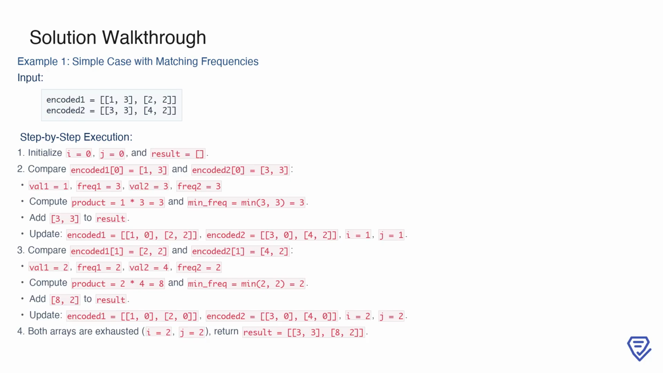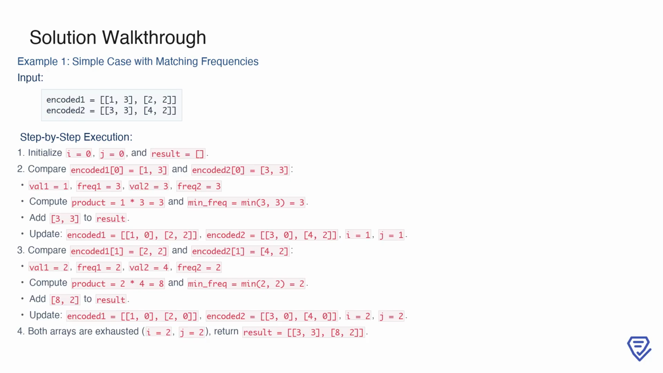First, we compare the elements at the current positions, encoded 1[0] equals [1, 3], and encoded 2[0] equals [3, 3]. The values are val1 equals 1 and val2 equals 3, and the frequencies are both 3. We compute the product of the values, which is 1 * 3 equals 3, and find the minimum frequency, which is min(3, 3) equals 3. This gives us the run-length pair [3, 3], which we add to the result. Next, we update the arrays to reflect the remaining frequencies, setting both frequency 1 and frequency 2 to 0. This moves both pointers, i and j, to the next elements in their respective arrays.